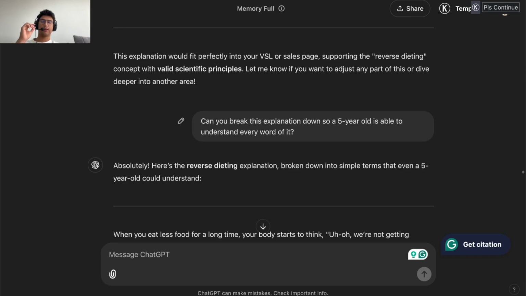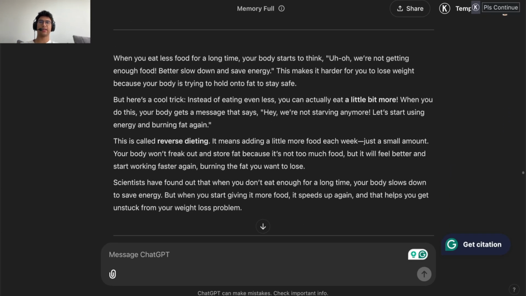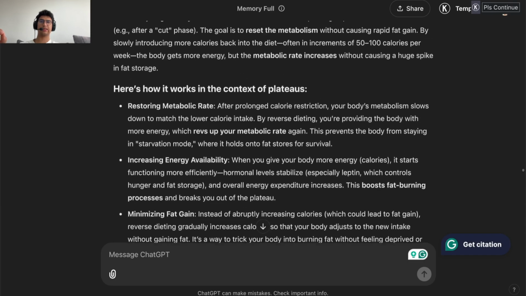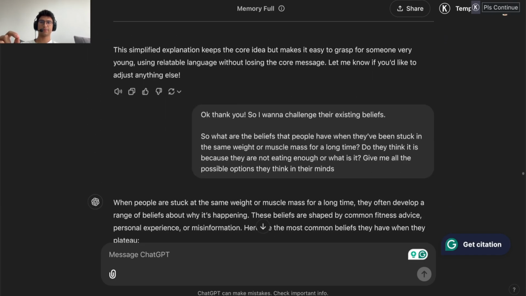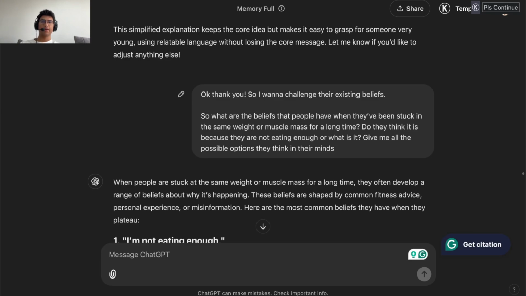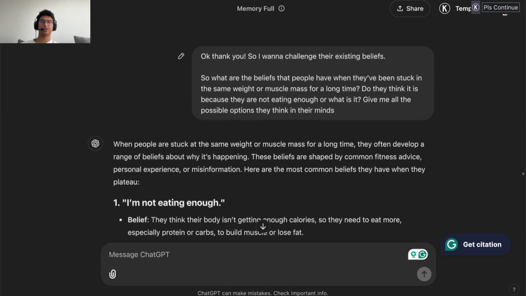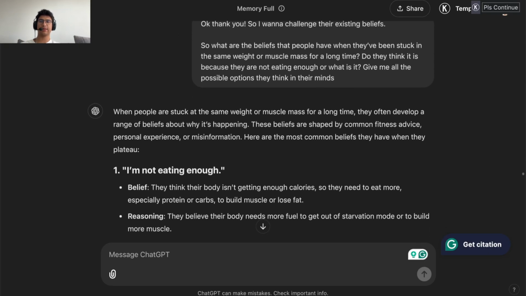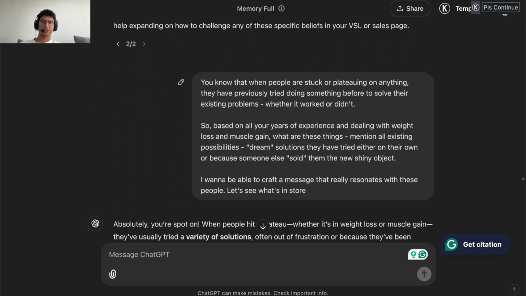So right here, I'm asking it to break this explanation down so a 5-year-old is able to understand every word of it. And this is what it said. It shortened it. As you can see, this is so long, but right here, it has shortened it. And right here, I say, okay, I want to challenge their existing beliefs. Do they think it's because they're not eating enough? Again, I'm asking, blah, blah, blah.